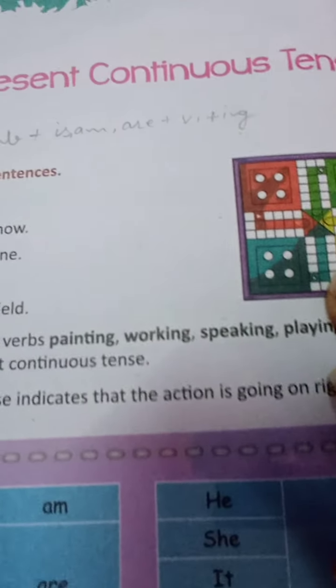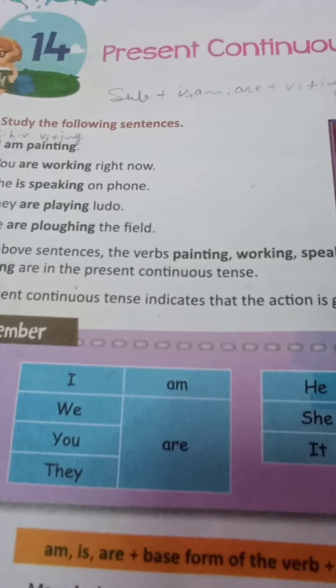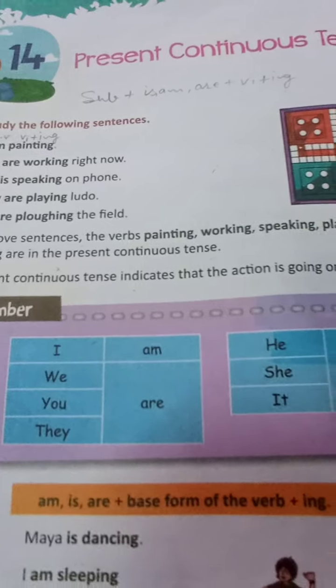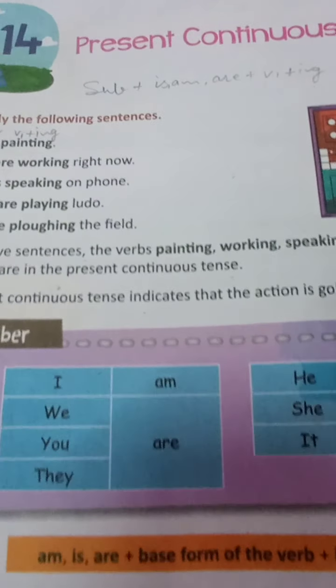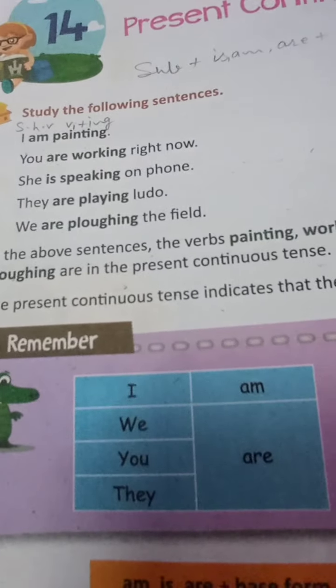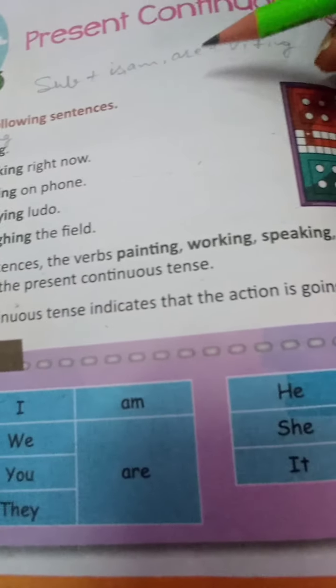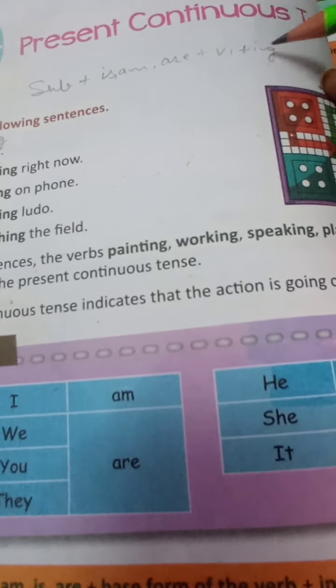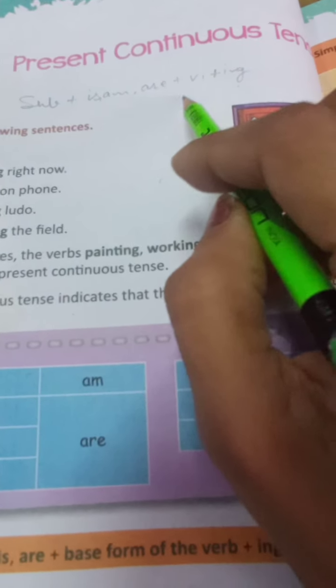In this series of present tense, yesterday we have done simple present tense. Today we will do present continuous tense. The formation of present continuous tense is subject plus is, am, are plus V1 plus ing. Means subject plus helping verb plus base verb plus ing.